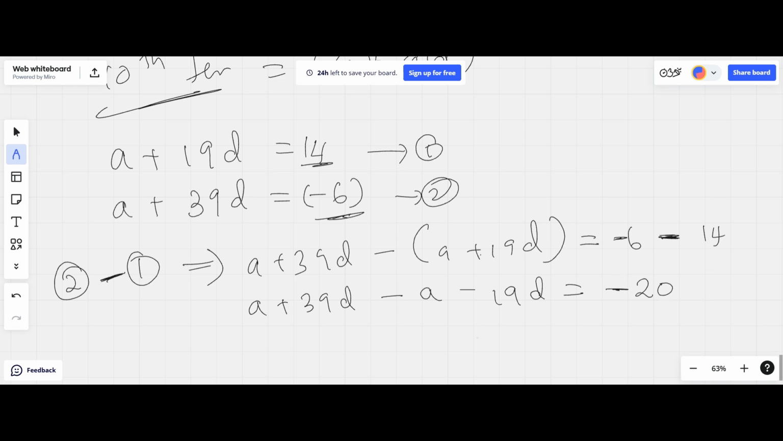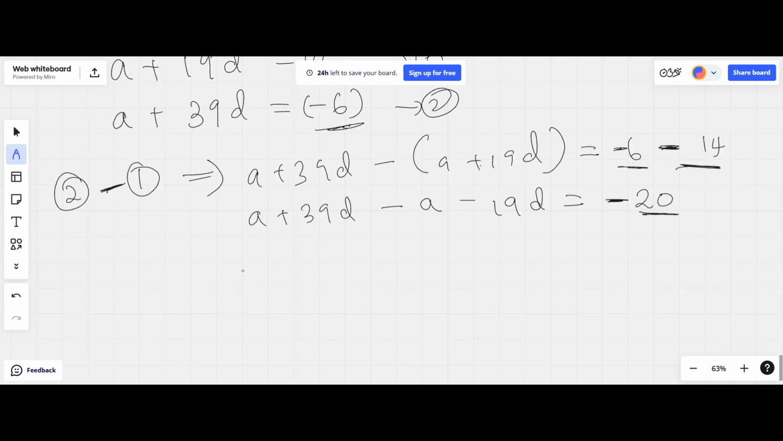If you don't know how to add it, think like this: minus means you are giving, plus means you are getting. 6 you are giving, 14 also you are giving, so totally you have to give 20. Since you are giving, it is minus, so totally you are giving 20.